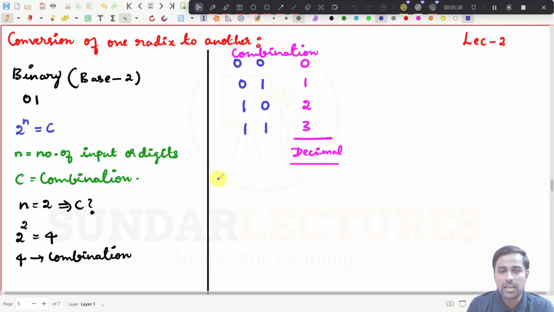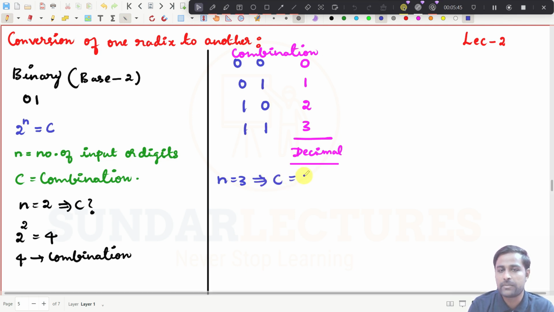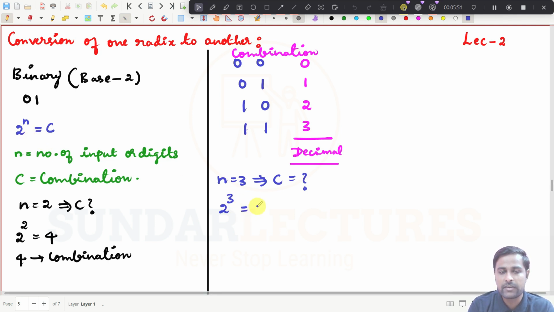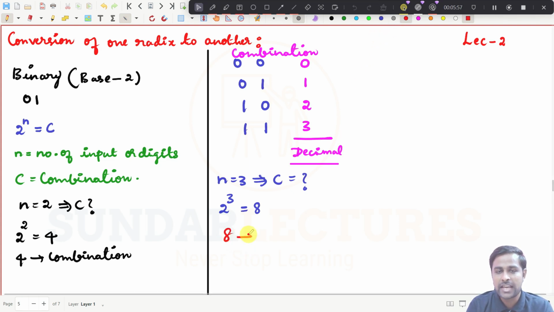The next value. If I put n is equal to 3, then what is the combination C? I will substitute in this formula, 2 power 3, which is equal to 8. So you will have 8 combinations. That is the whole idea.